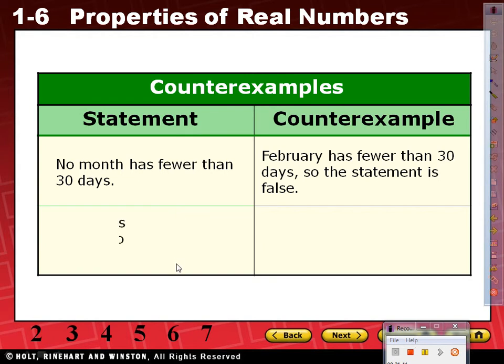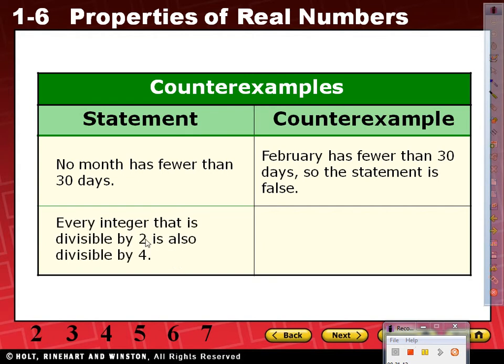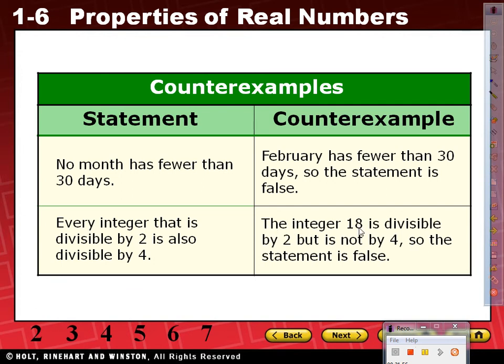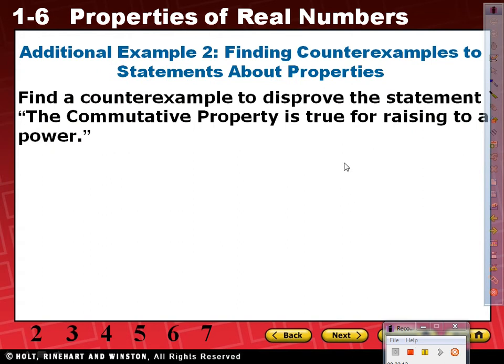Let me give you another. If I said, every integer that is divisible by 2 is also divisible by 4. So one thing that we would start checking is numbers to see if they're divisible by 2 and 4. And then you're going to see that, for example, the integer 18 is divisible by 2 evenly. Is it divisible by 4 evenly? No. So that's a counterexample that you would say, no, Mr. Q, you're wrong because I found this number. Everybody with me? Okay.